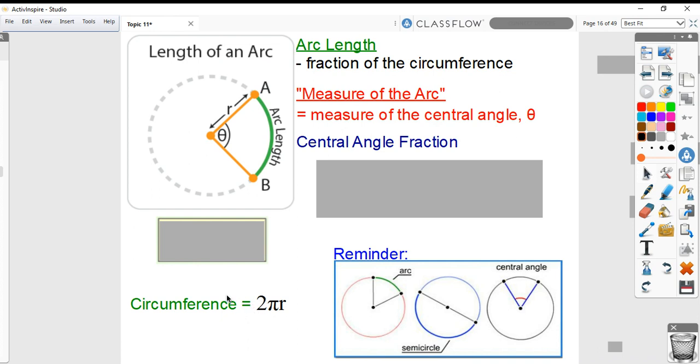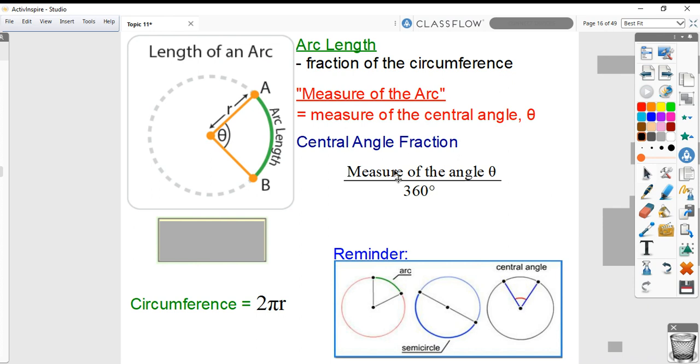The circumference is one of the things we need to know for this formula. And the other thing is this: a central angle fraction. What I mean by that is when you look at this angle, you can tell that it does not represent one full rotation. As we talked about in the previous lesson, one full rotation is 360 degrees. Well, this angle theta only represents part of that, a fraction of that. So what we call the central angle fraction is whatever that measure is, theta, divided by 360 degrees.